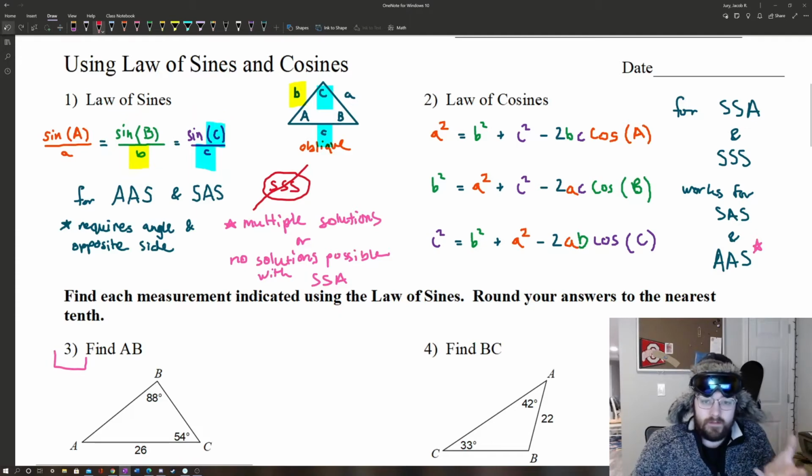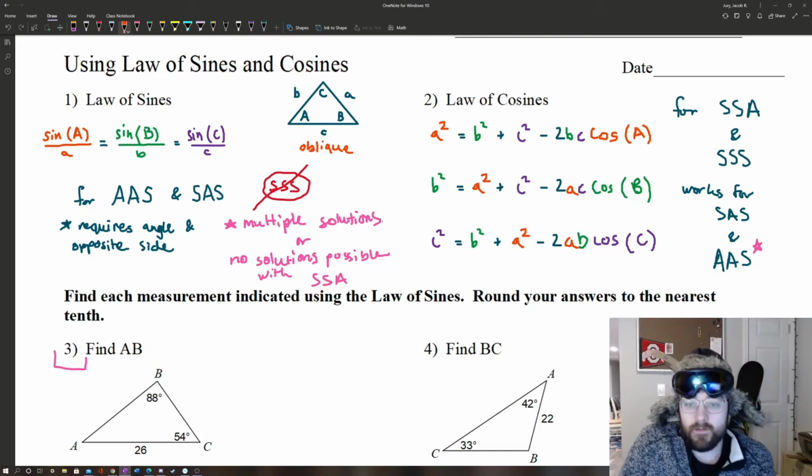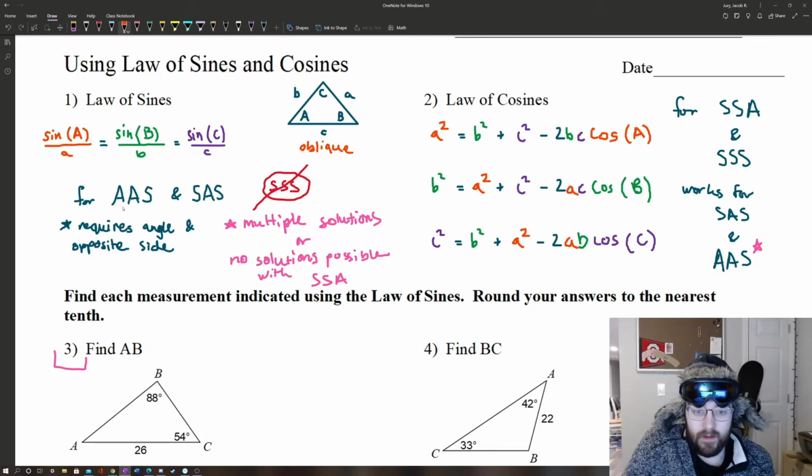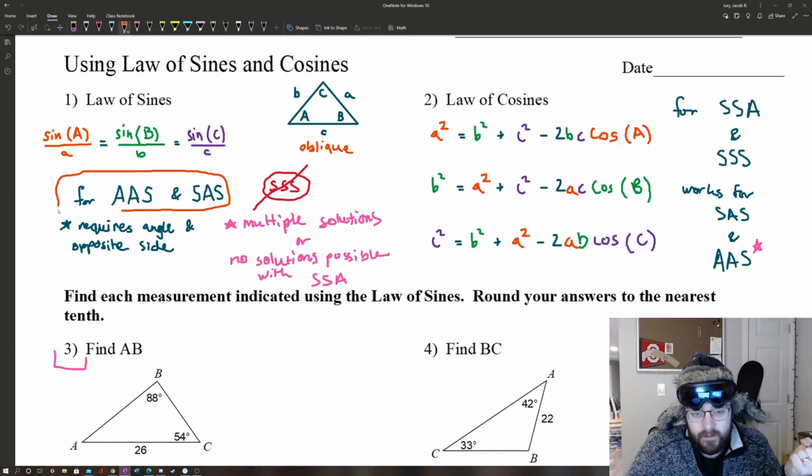So a lot of this is right triangle trig, which you've probably seen before in some form or fashion. It's just a little bit more in pre-cal. So what I wanted to point out, and what I hope you got from that, was we're using angle side and side angle side for law of sines. So this key point right here is important.